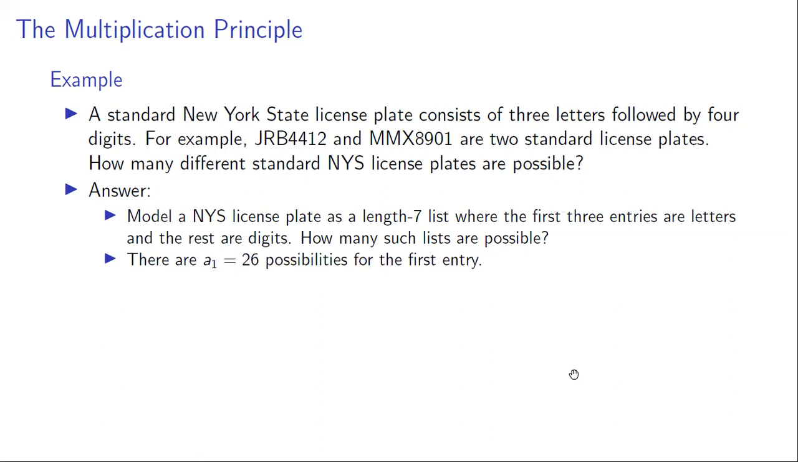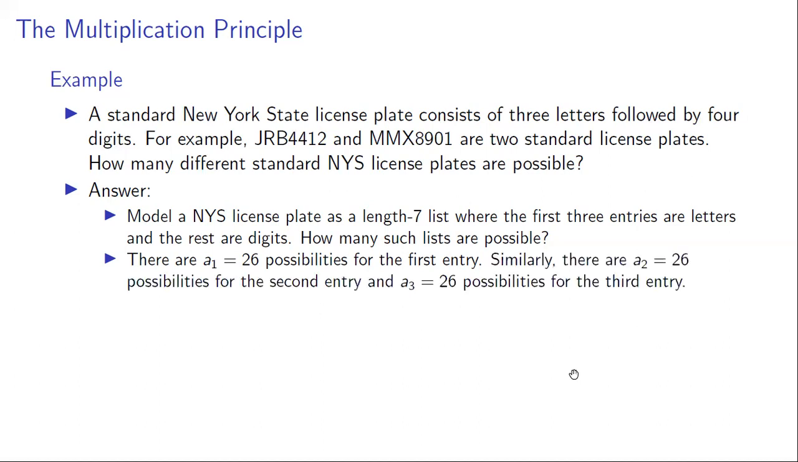Well, the first entry has to be a letter. So there are 26 possibilities for the first entry. I mean, in a license plate, there are only capital letters, so we don't have to worry about uppercase and lowercase. In some examples, you might have to worry about whether both uppercase and lowercase are possible, but here we don't have to worry about that. We're only dealing with capital letters, uppercase letters. So there are A1, meaning 26 possibilities for the first entry.